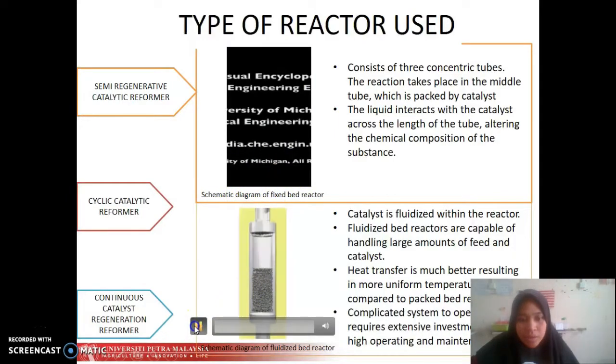Other than fixed bed reactors, we also have fluidized bed reactors. In a fluidized bed reactor, the catalysts are not packed close to each other, but fluidize with the inlet and then perform the reactions to make the products.